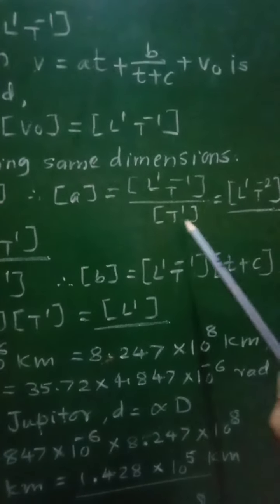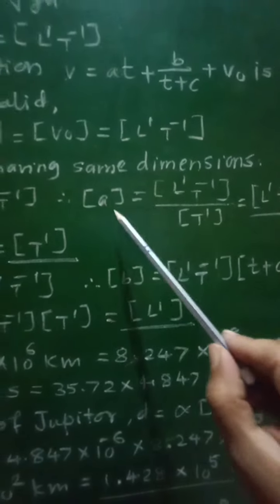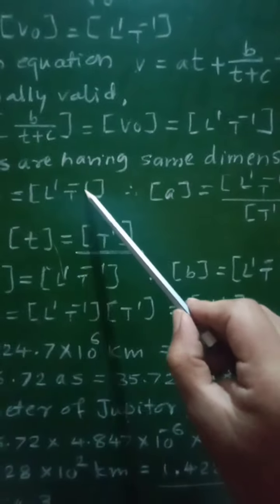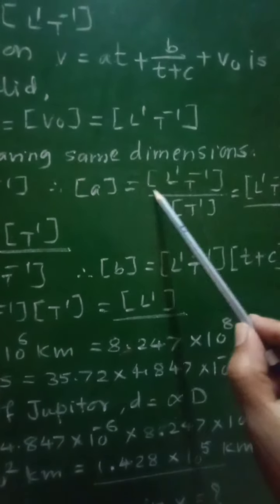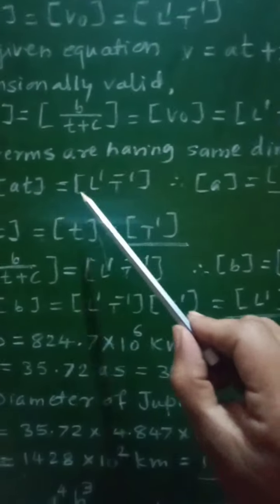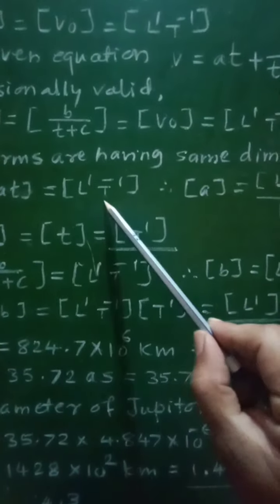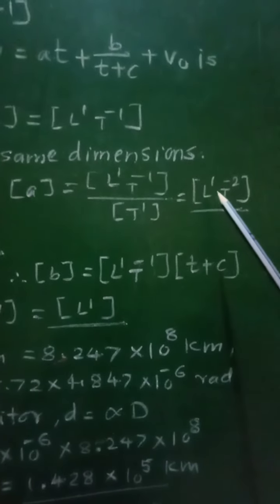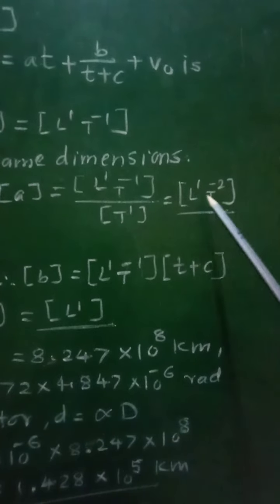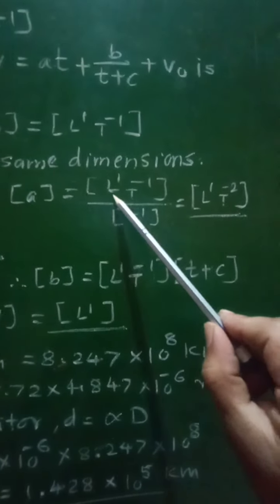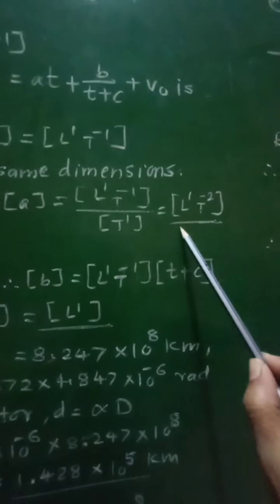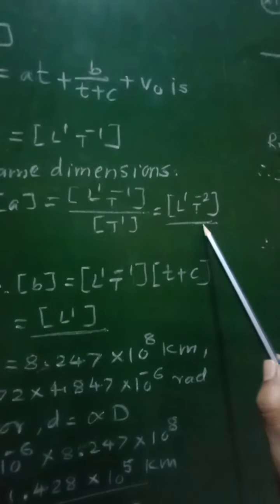divided by t, since a into t is there, so at is equal to this, therefore it will be a by t. The dimensions will be L^1 T^-1 upon T^1, because t is shifted to the right side, so it comes in the denominator. Therefore we get total dimensions L^1 T^-2. These are the dimensions of the term a.